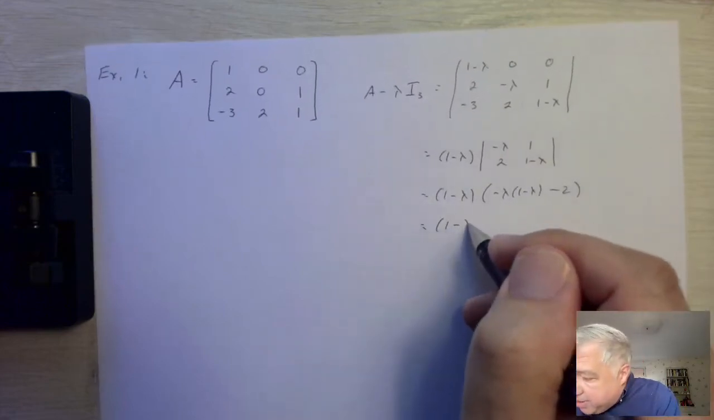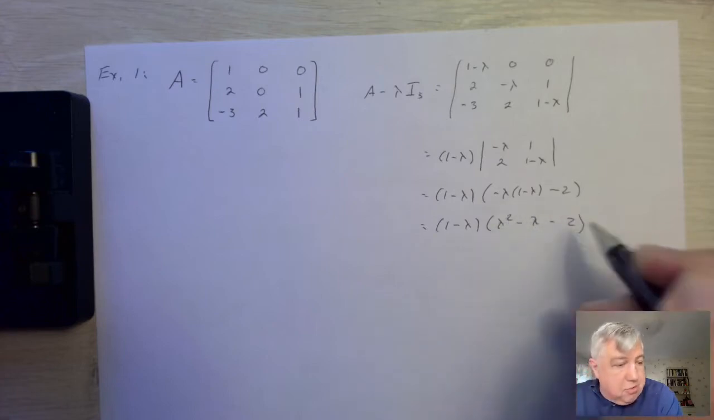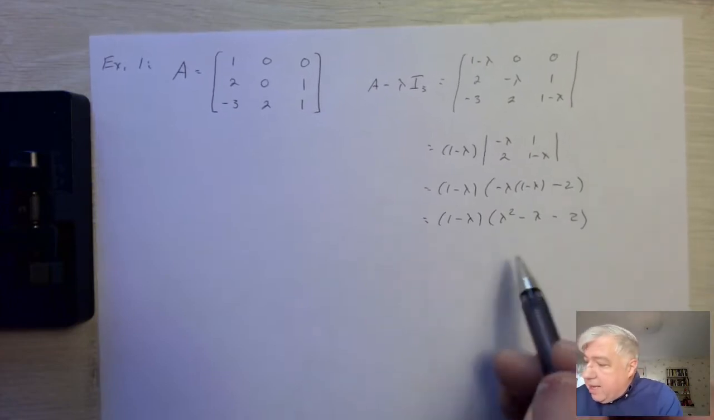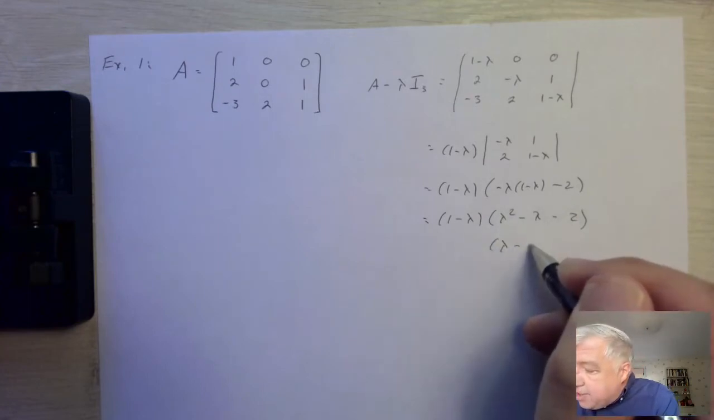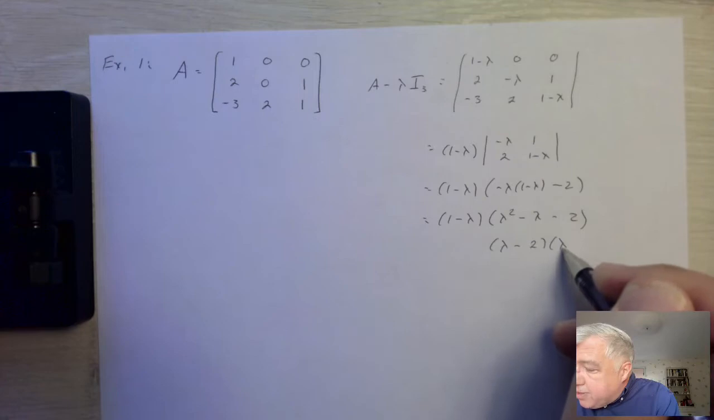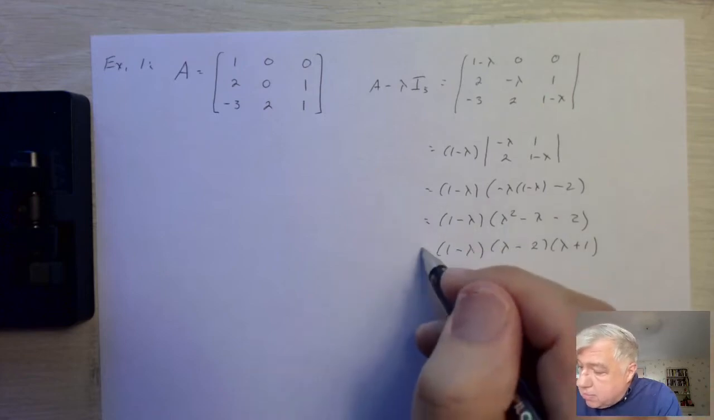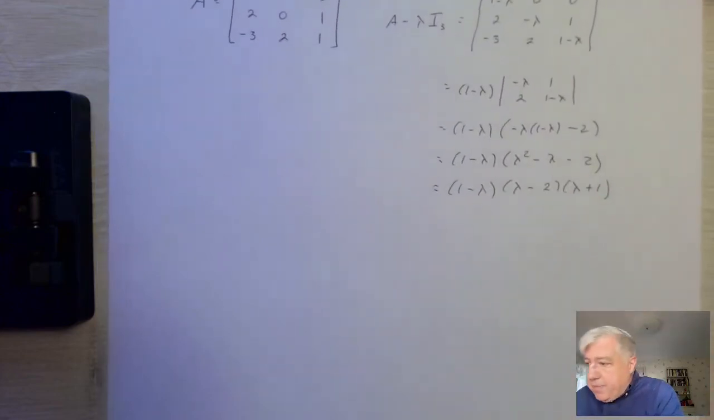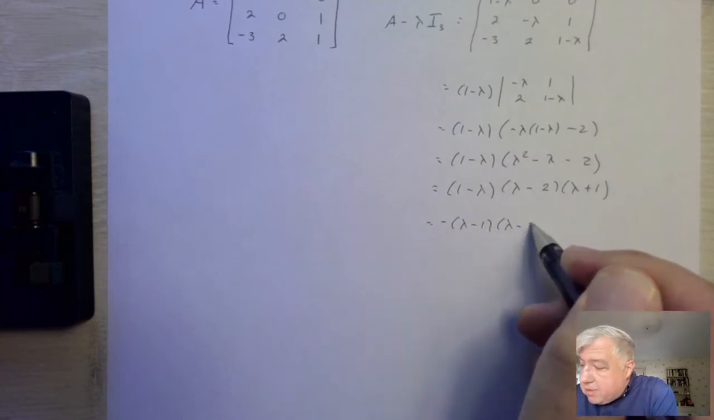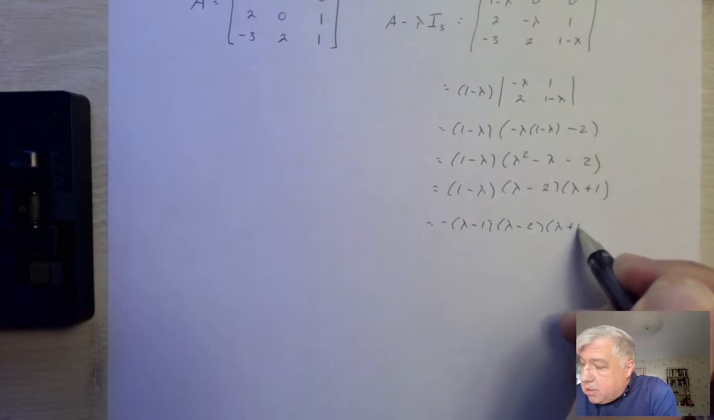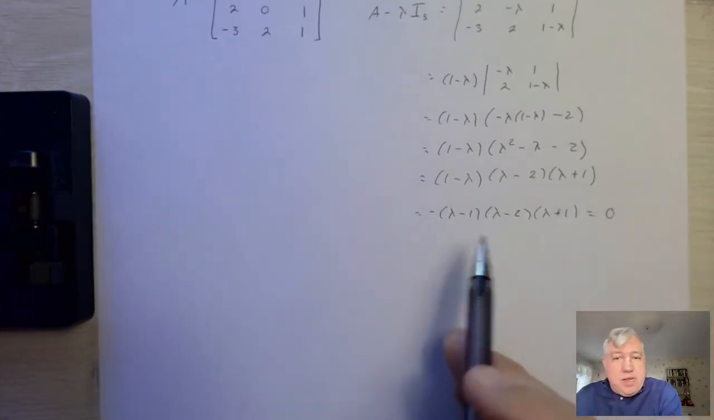This is 1 minus lambda. This will be lambda squared minus lambda minus 2, once we multiply everything out. You could use the quadratic formula, but we don't have to. This factors nicely as lambda minus 2 and lambda plus 1, which is the same thing as minus lambda minus 1. All right, so we want this to be equal to 0, and it's very easy now.